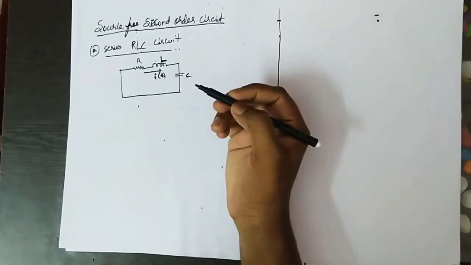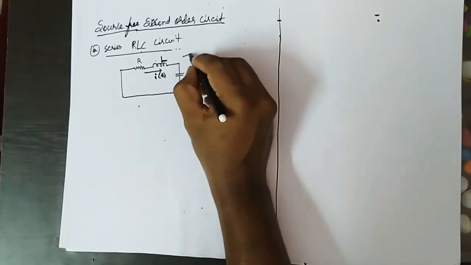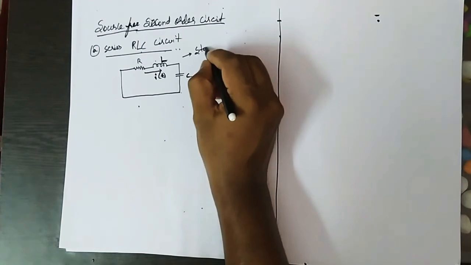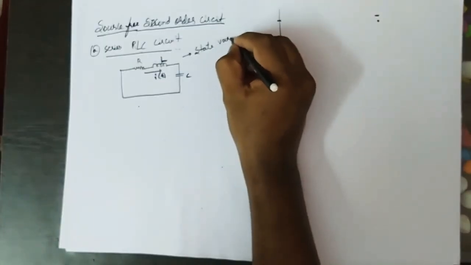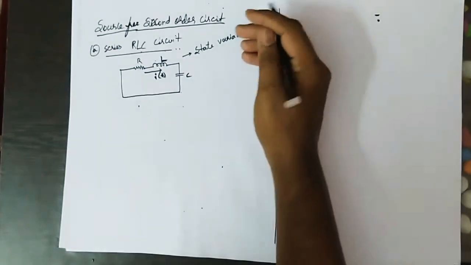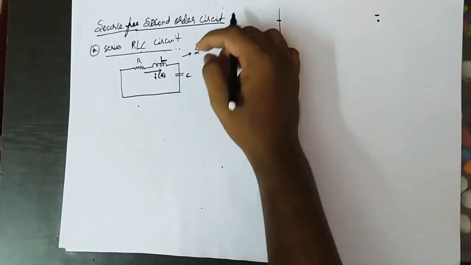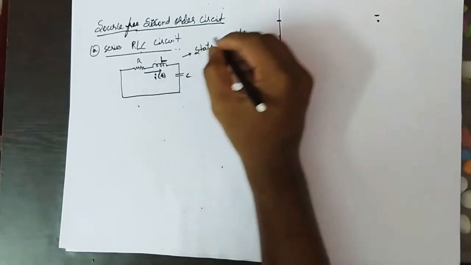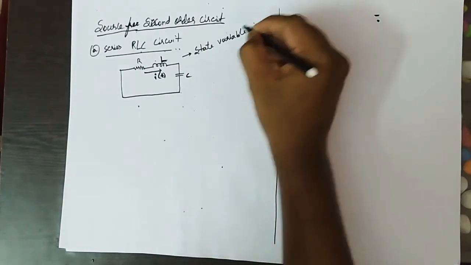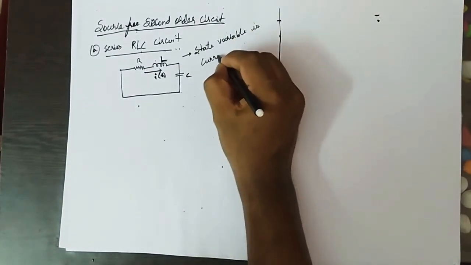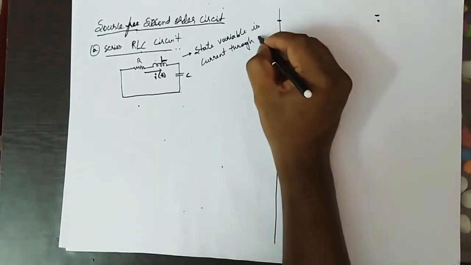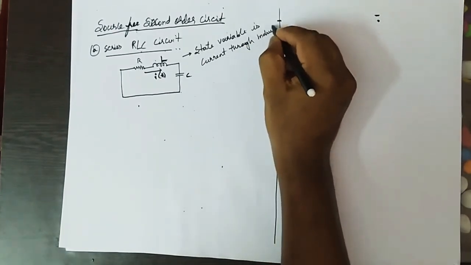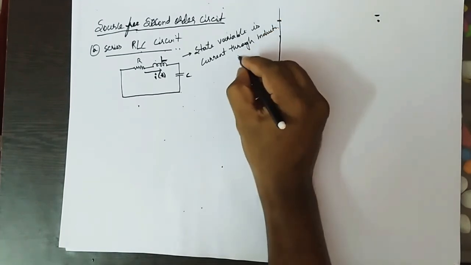So what is the state variable? We are having two energy storing elements. There the state variable may be the voltage across the capacitor or the current through the inductor. Now in this circuit the state variable is the current through the inductor, that is i of t.